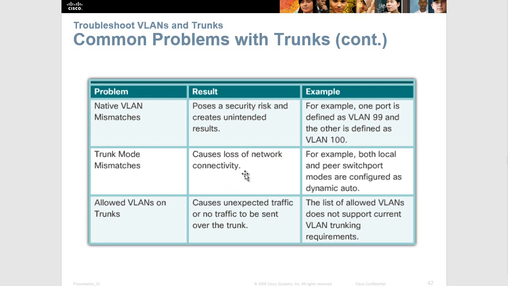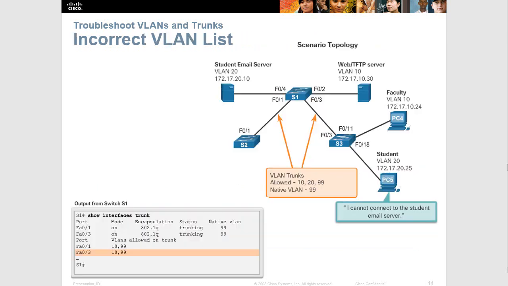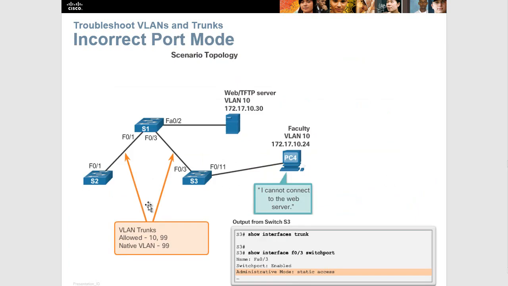When they're talking about dynamic auto, there are modes called dynamic auto and dynamic desirable. If you have a port configured to be a trunk but the other end's not set up as dynamic desirable or a normal trunk port, then the trunk will never be formed. That goes outside of our materials here, but there are dynamic modes that will automatically configure a trunk. If they're not set up correctly, then the trunk will never be created. And are the allowed VLANs on the trunk correct? Essentially, we have that down here. Whoops, too far. Okay, here we are.